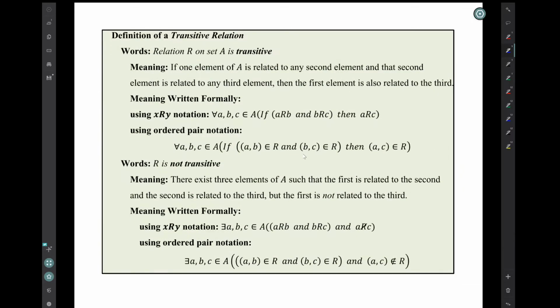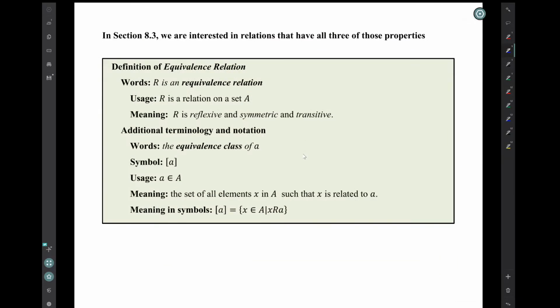And we talked about the idea of a transitive relation. A relation on a set A is called transitive if, for all A, B, C in set A, if A is related to B and B is related to C, then A is related to C. In this section, 8.3, we're interested in relations that have all 3 of those properties. So that's going to be what's called an equivalence relation.